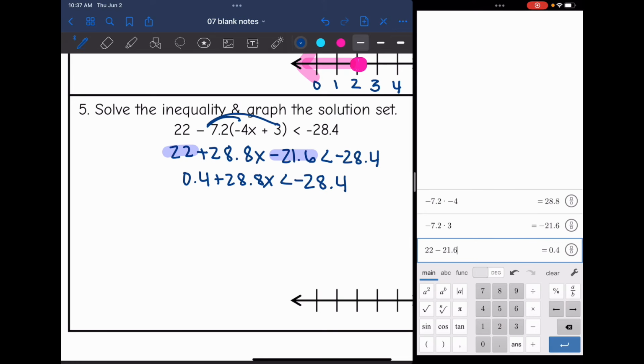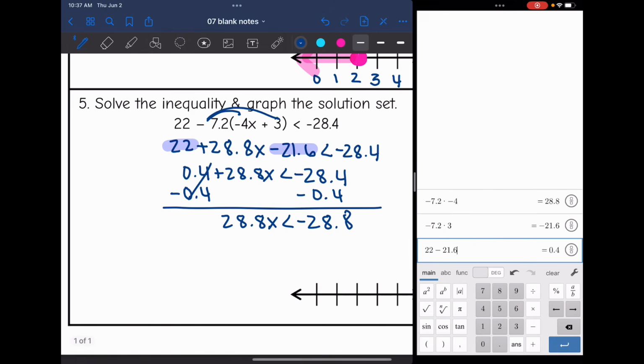And now I'm ready to isolate the x by removing the constant of 0.4. So I'm going to subtract 0.4 from both sides. And I get 28.8x is less than negative 28.8. And my last step to get x by itself is divide by 28.8. So I get x is less than negative 1. I don't have to flip the sign since I divided by a positive.